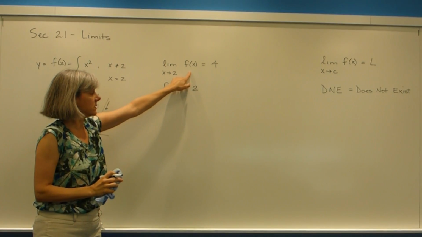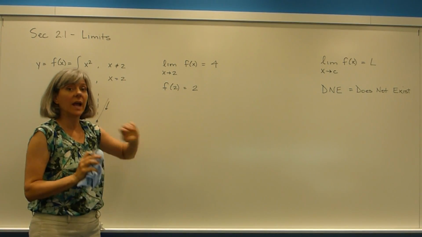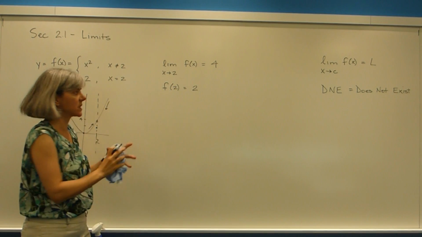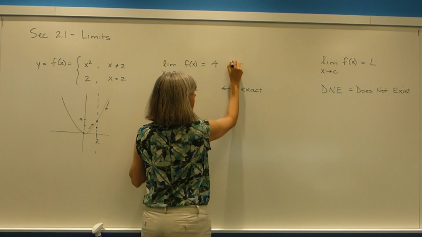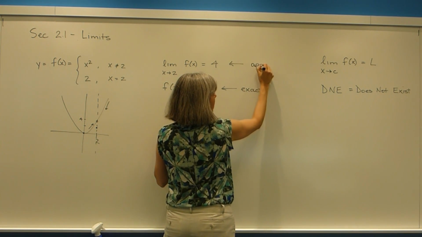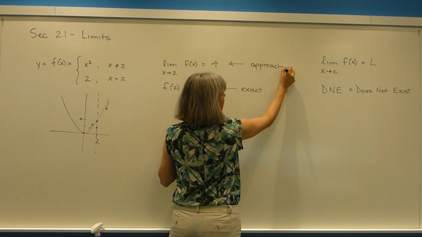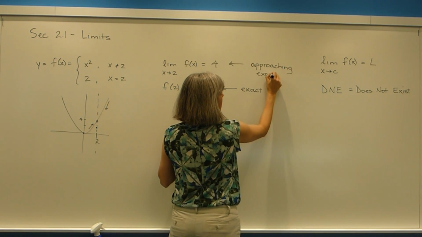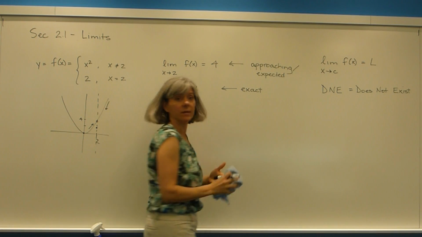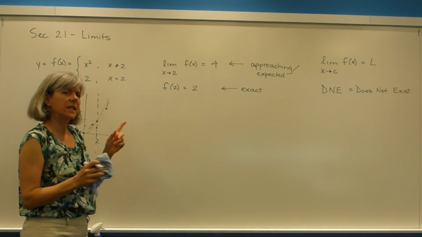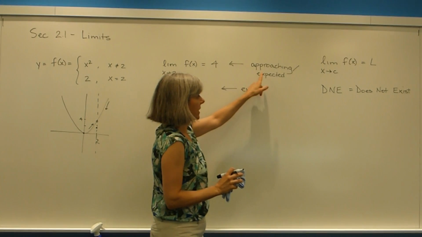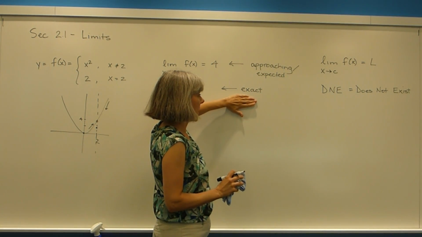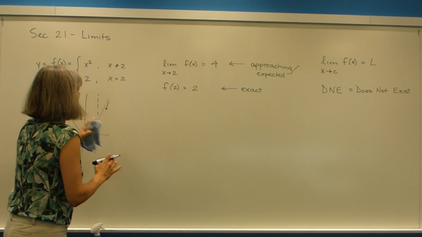So here, the limit and the actual value are not the same. And that's okay because we're talking about two different things. The function is the exact value. The limit is the approaching value or the expected value. Not the same thing. So they don't have to have the same answer. But when they do, it tells us something important. So let's sum up a few things here. The limit is about the approach or the expected value. Actual value do not need to be the same.